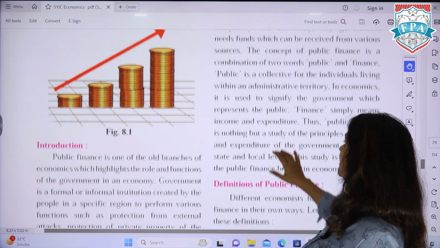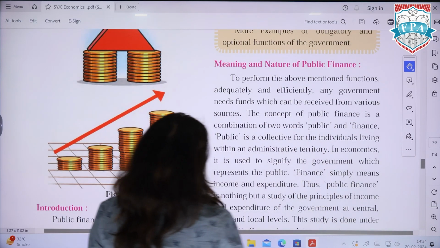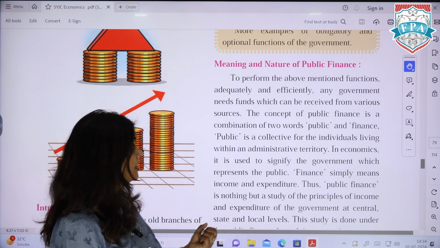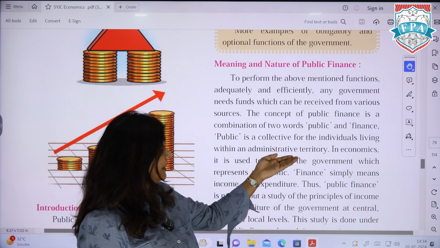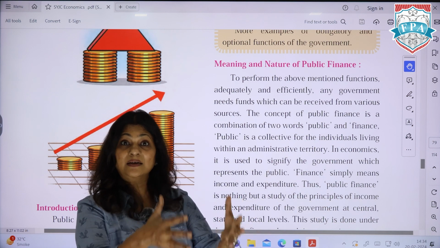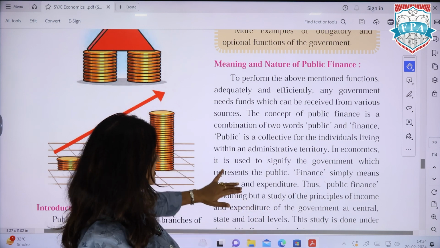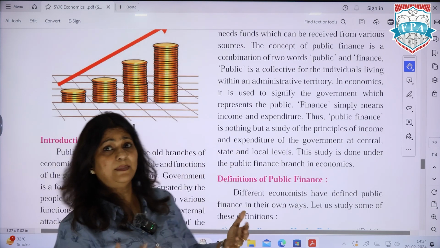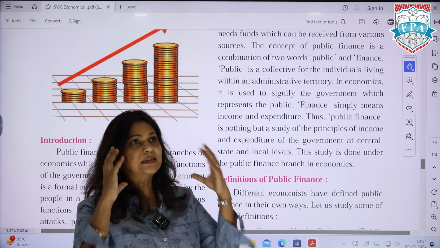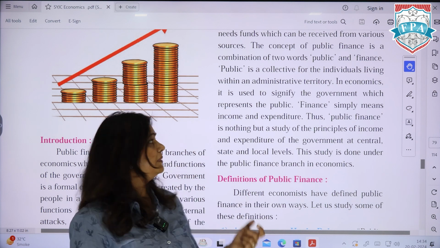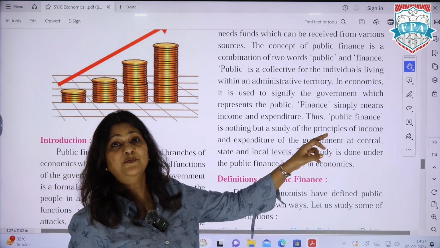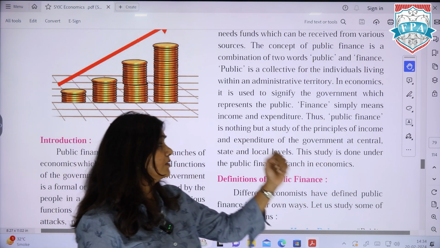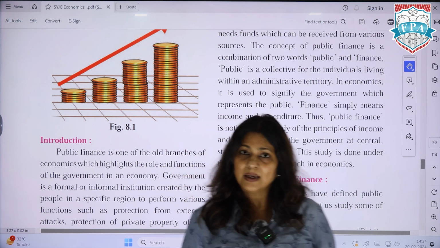Then they write it down here that the concept of public finance is a combination of two words, which is public and finance. Public is the collective of all the individuals who are living in the region, right? And finance simply talks about income and expenditure. So if you have to write the definition of public finance, what will you write? Public finance is the study of principles of income and expenditure of the government at central, state or at local levels. Am I very good?